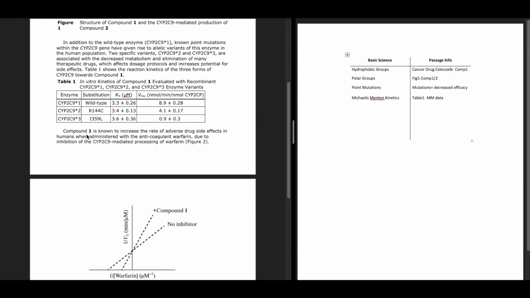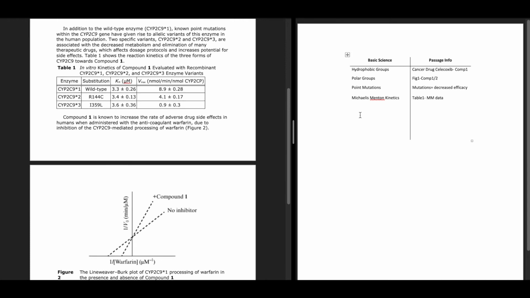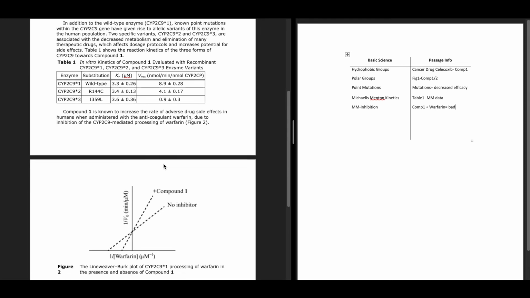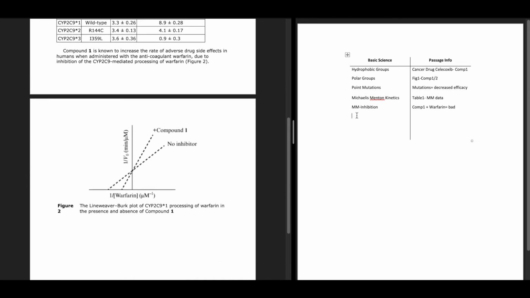All right, compound 1 is known to increase the rate of adverse drug side effects in humans when administered with the anticoagulant warfarin due to inhibition of the CYP2C9-mediated processing of warfarin. They mentioned inhibition, so I know there could be a Michaelis-Menten inhibition question. And if I'm just summarizing this paragraph, compound 1 plus warfarin is a bad thing. And I'm just going to skim figure 2. I have a Lineweaver-Burk plot. And I could write over here, figure 2, LB plot.